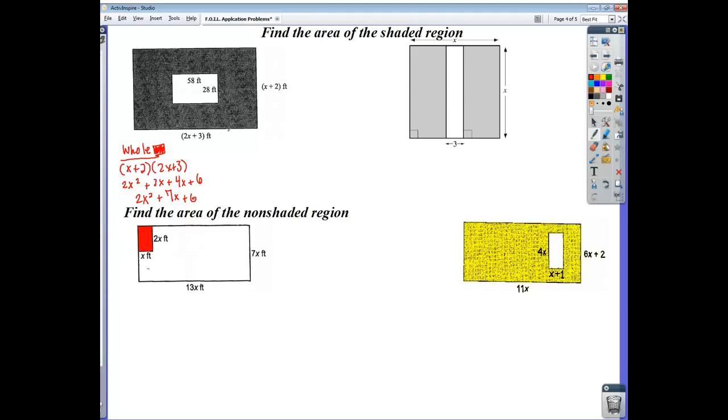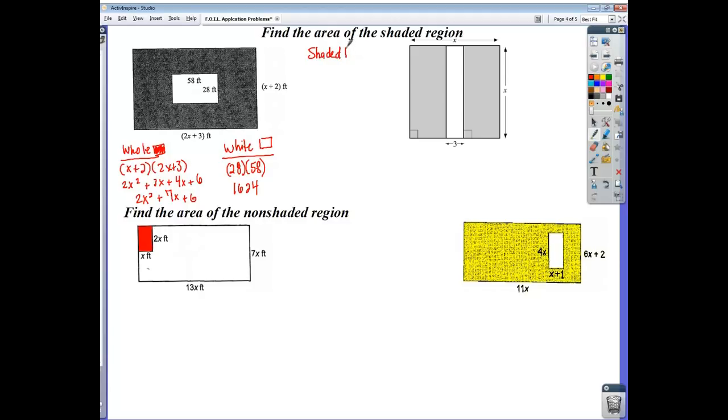That's the area of the whole. Then we need to find the area of this part right here. If we find the area of this part, then we know it's just length times width. So say the white part, the actual white rectangle, we get 28 times 58. And that's going to give us 1,624.